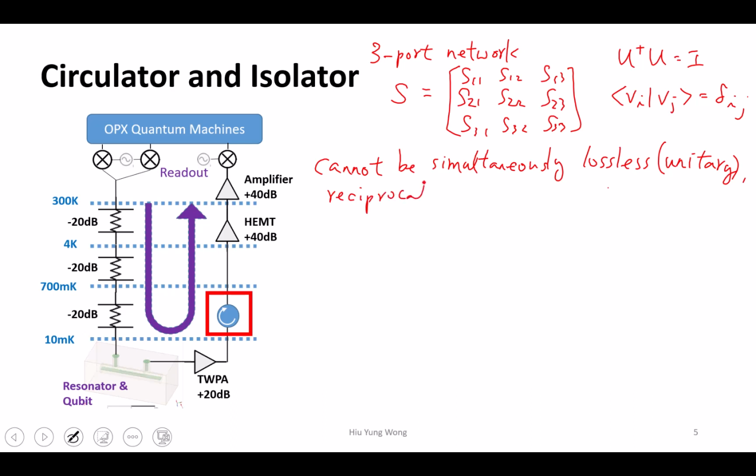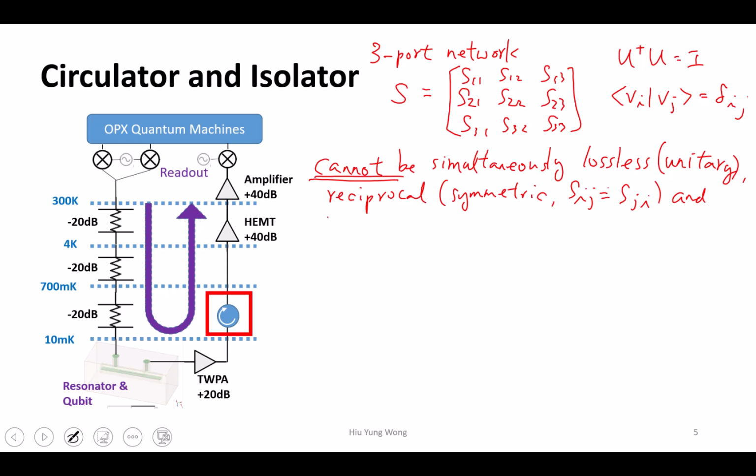Reciprocal means what? Symmetric. It's a symmetric matrix. That means Sij equals Sji. Okay, symmetric matrix, right? It means you draw a diagonal here and you flip it. S21 equals S12, S31 equals S13, S32 equals S23, right? And, right, I say cannot, okay?